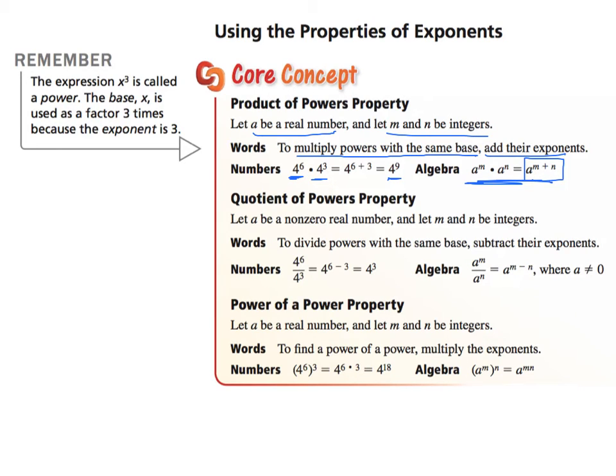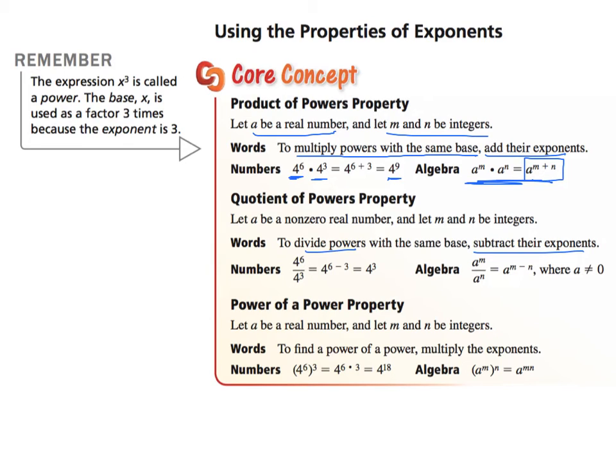Now, quotient of powers property. Now we're going to divide. It's just the opposite. When you multiply, you add the powers. So when you divide, you subtract the exponents. So when you multiply with the same base, you add the exponents. When you divide, you subtract.